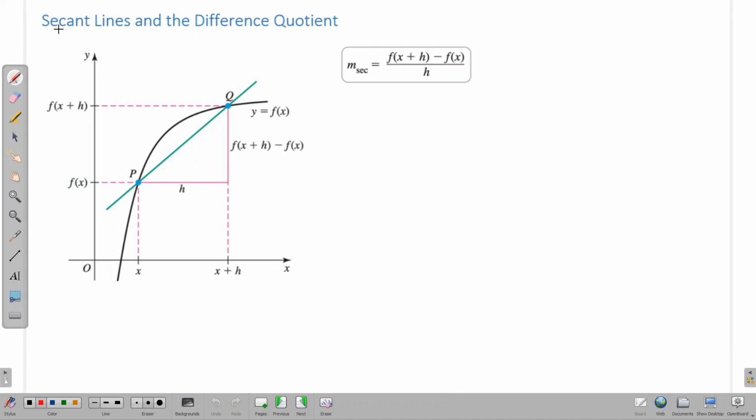Okay, next we're going to look at secant lines and the difference quotient. If you've taken the previous courses with me, college algebra and pre-calculus, we've done this in those same courses, but this is going to play a very big role in this course. Just to remind you, a secant line is any line that intersects the function in at least 2 points.